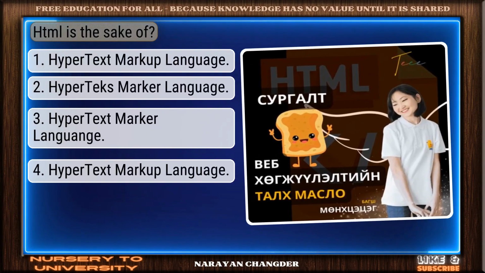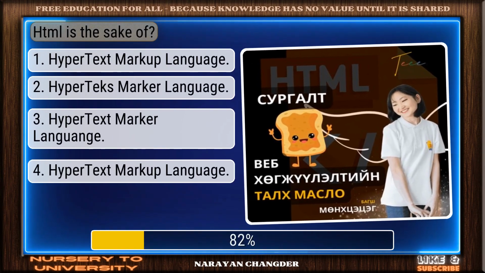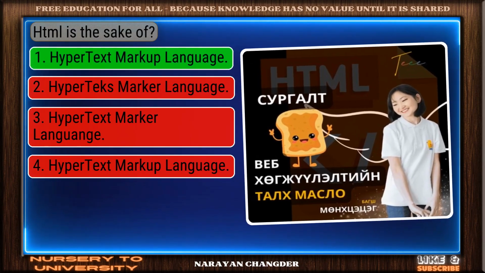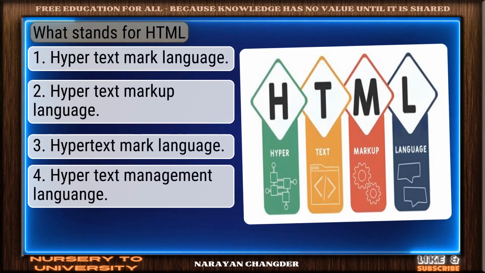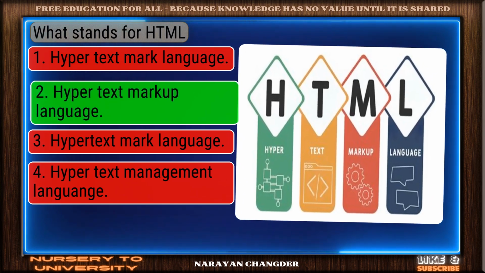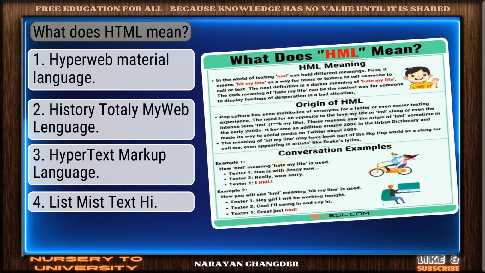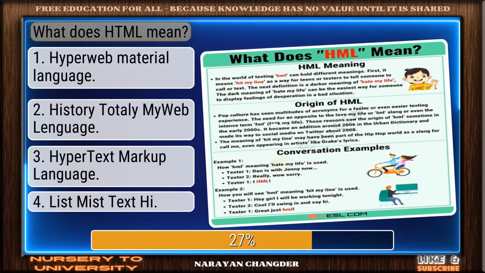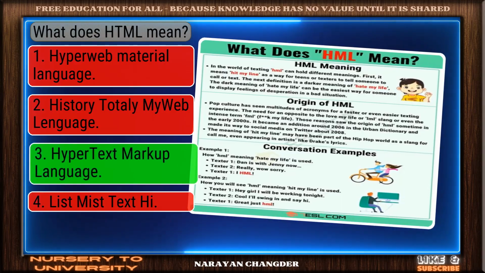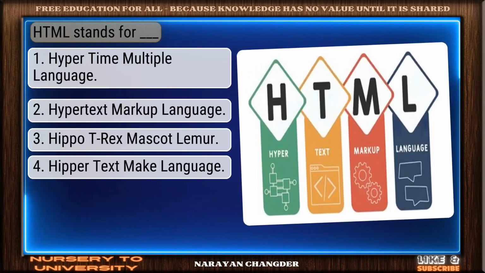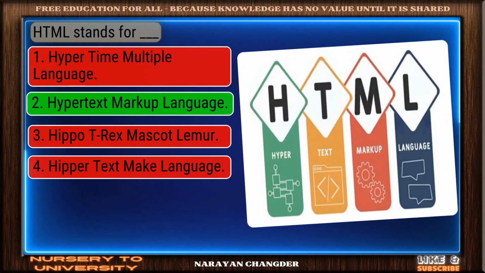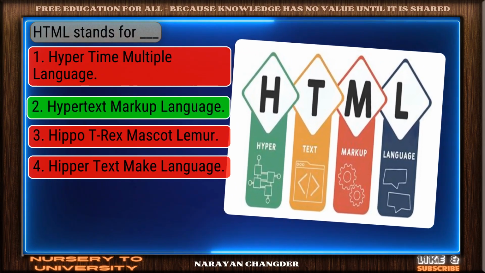Question number 62. HTML is the short form of. Perfect. Hypertext markup language is the correct choice. Question number 63. What stands for HTML? Nicely done. Hypertext markup language is a solid answer. Question number 64. What does HTML mean? Right again. Hypertext markup language is a valid answer. Question number 65. HTML stands for dash. Strong choice. Hypertext markup language is the right answer.